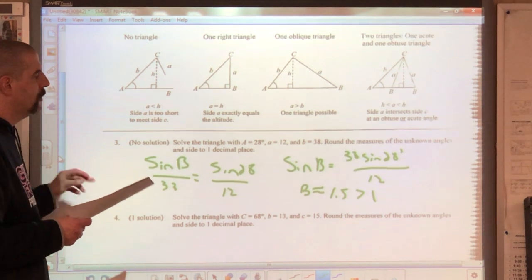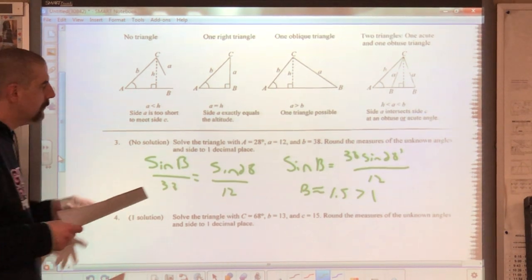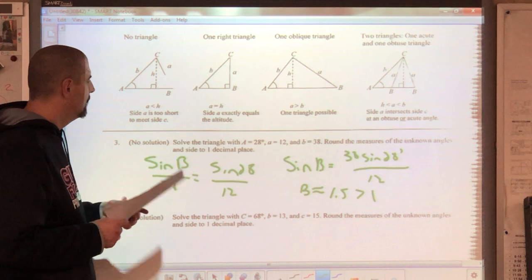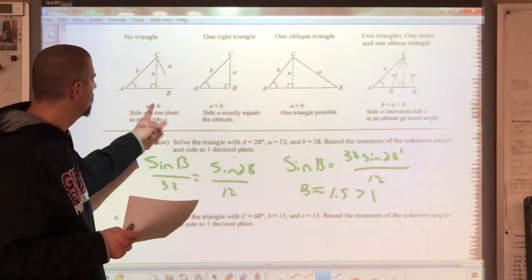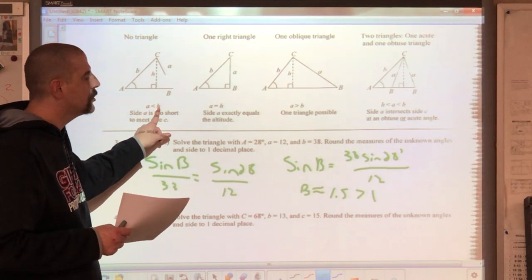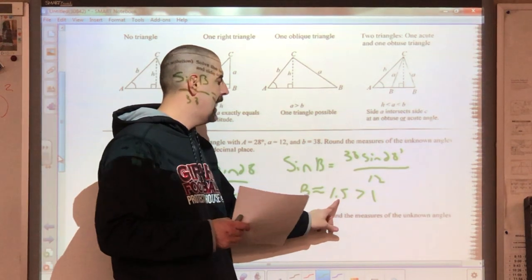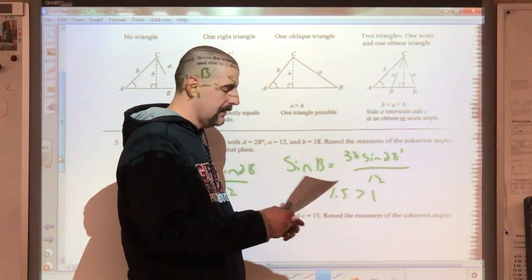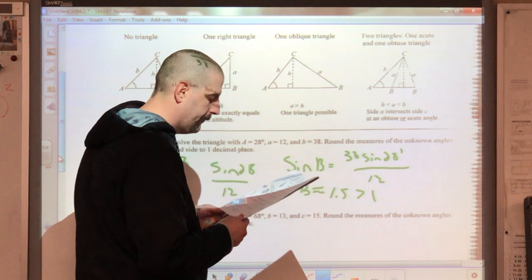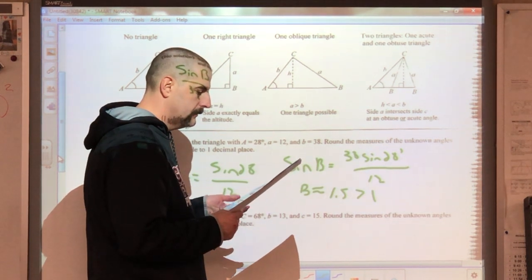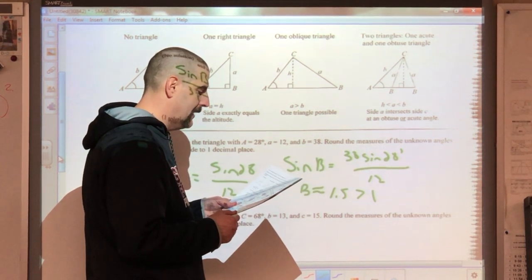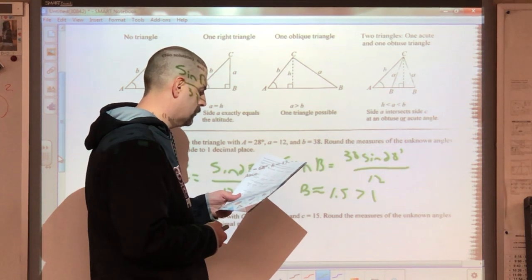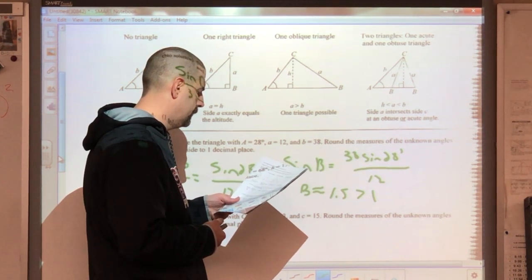So why is it no triangle? Well, the height of this triangle, okay, so A is less than H, so sine of B is 1.5, which is greater than 1. So, all right.